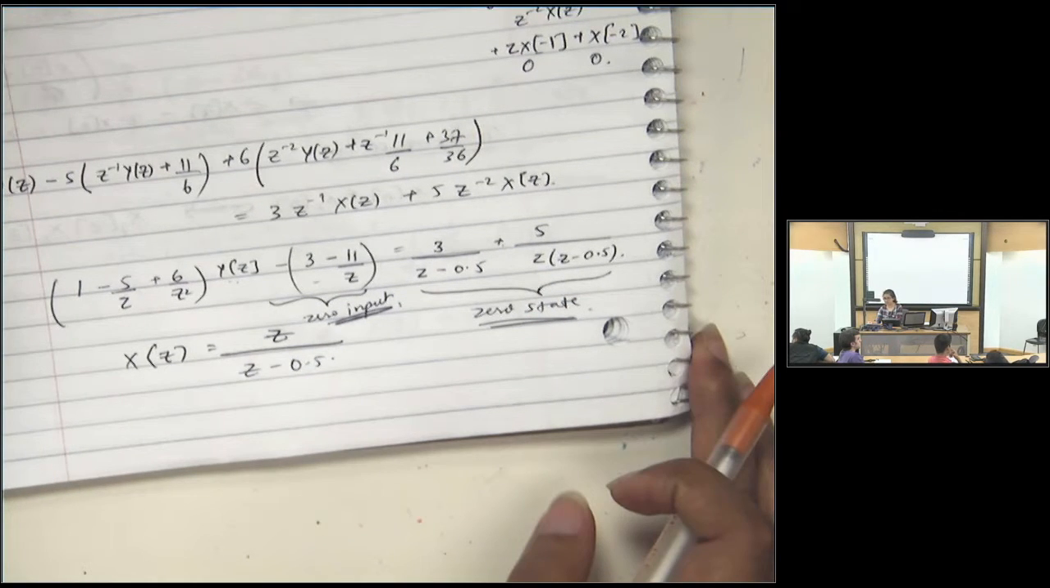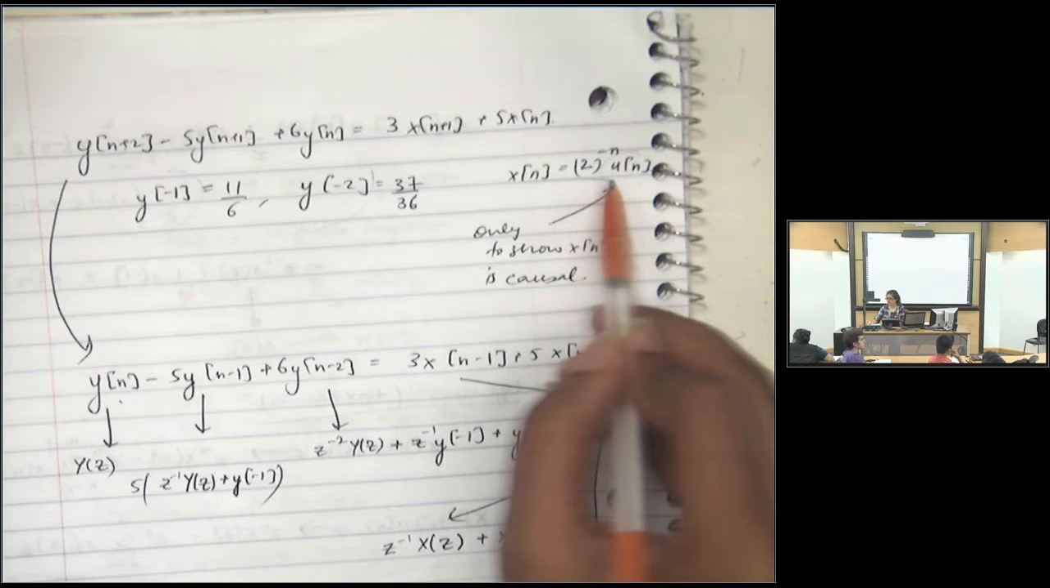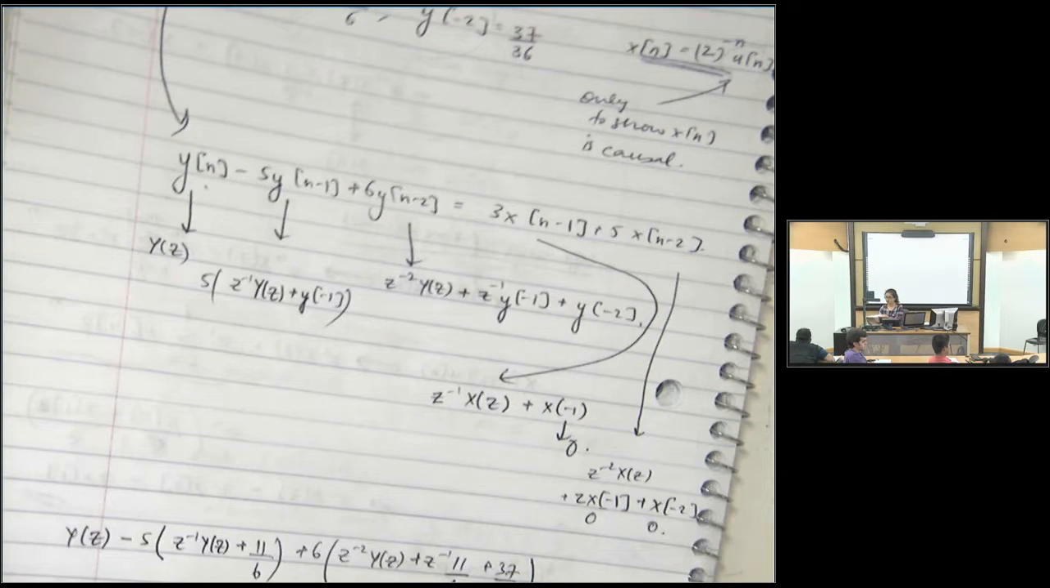Okay, so x of z is always that value, or is it given in the question? No, it's given in the question, right? X of n is given to us, so we've just taken the z transform of this. Okay, so whatever is given to you in the question, you'll take the z transform of that. All right.